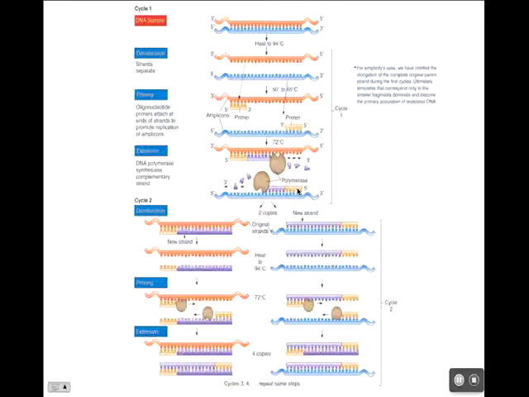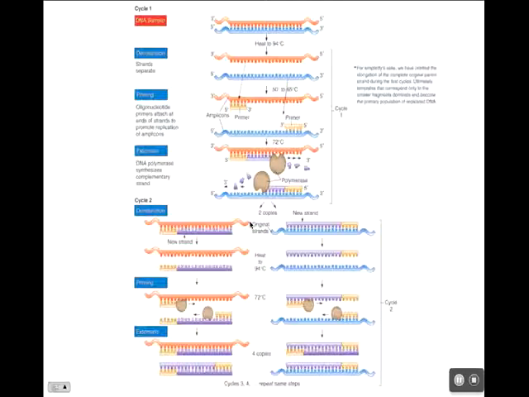So what's the machine going to do now? It's going to go back to 94, which is what you're seeing here. Back to 94, which is going to denature. Back to 55, so the primers can attach. Back to 72 for extension. Now you have 4 copies.